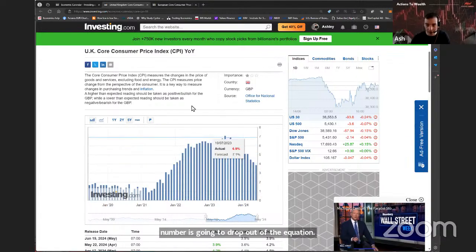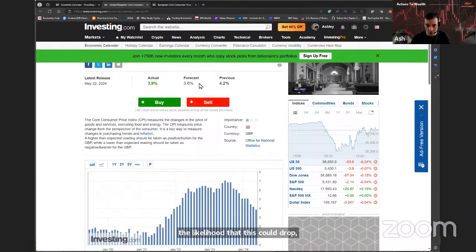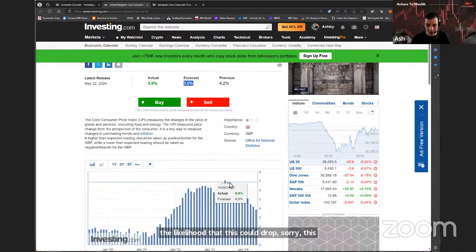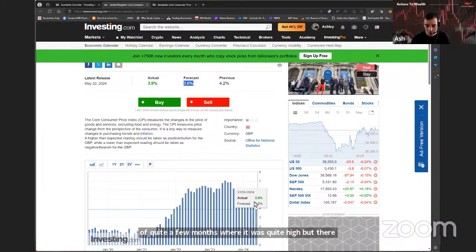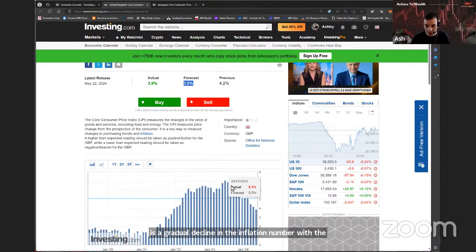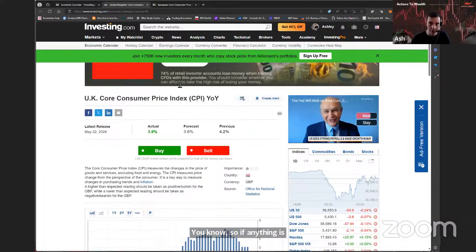Then there is the likelihood that this forecast could drop more than 3.6%. It may not drop down to 2% because you've still got quite a few months where it was quite high, but there is a gradual decline in the inflation number, with the last one at 3.9%. So I would suggest that this 3.6%... I would be surprised if it was higher than that. So if anything, it's going to be below or on that number, in my opinion.